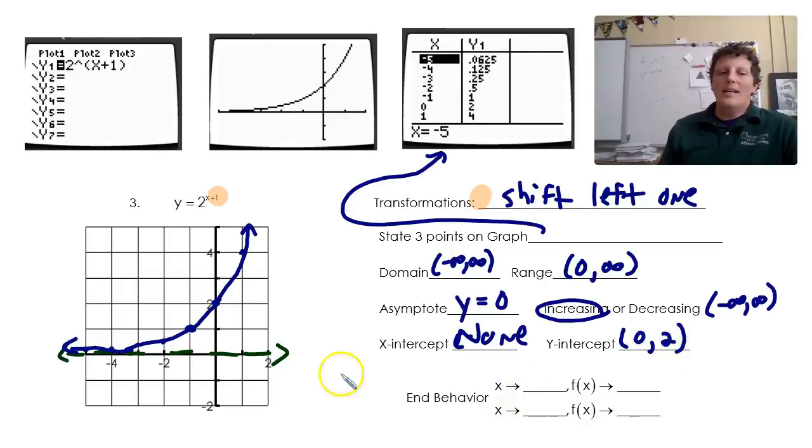In end behavior, as I go to the left on this function, as I travel left, I get closer and closer to the asymptote of 0. As I travel to the right on this function forever and ever, I get closer and closer to positive infinity. It goes up forever.